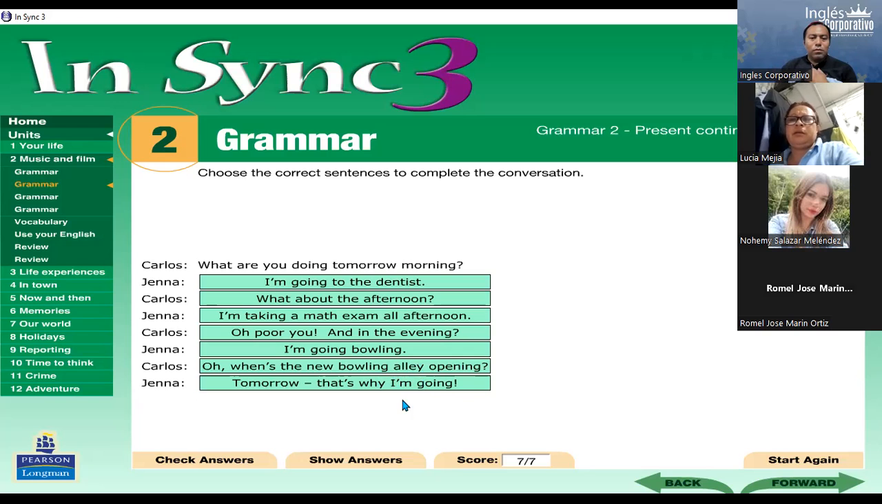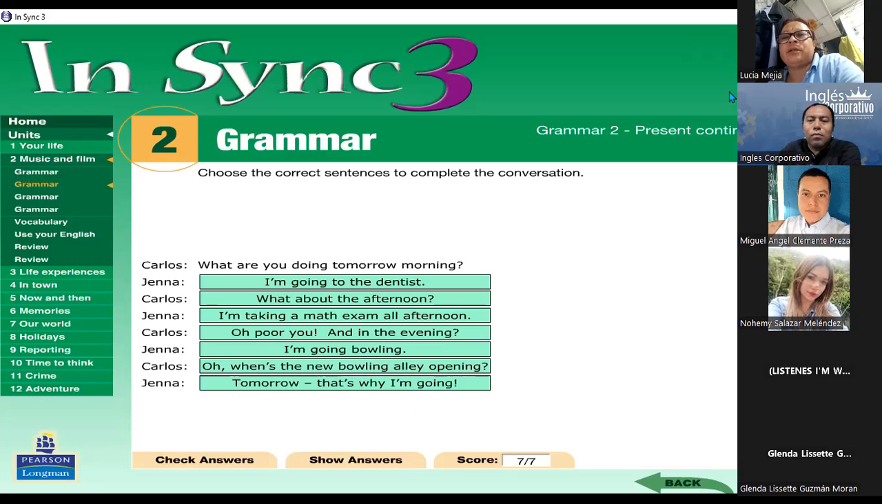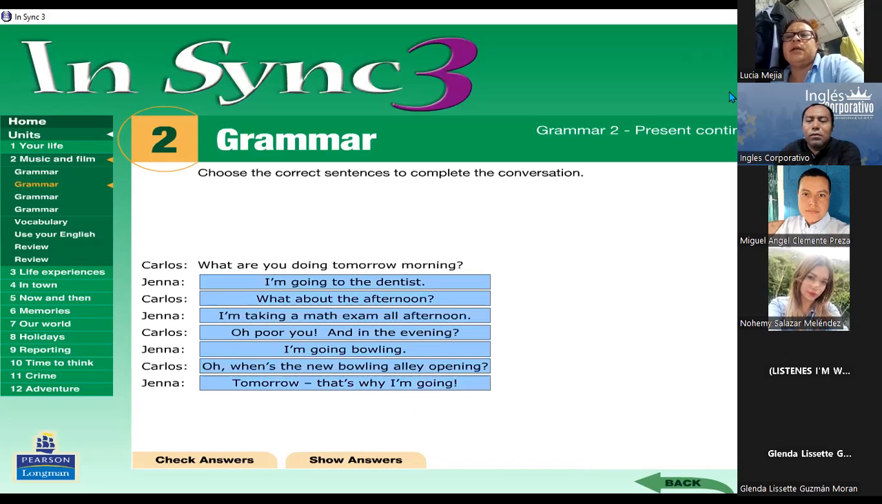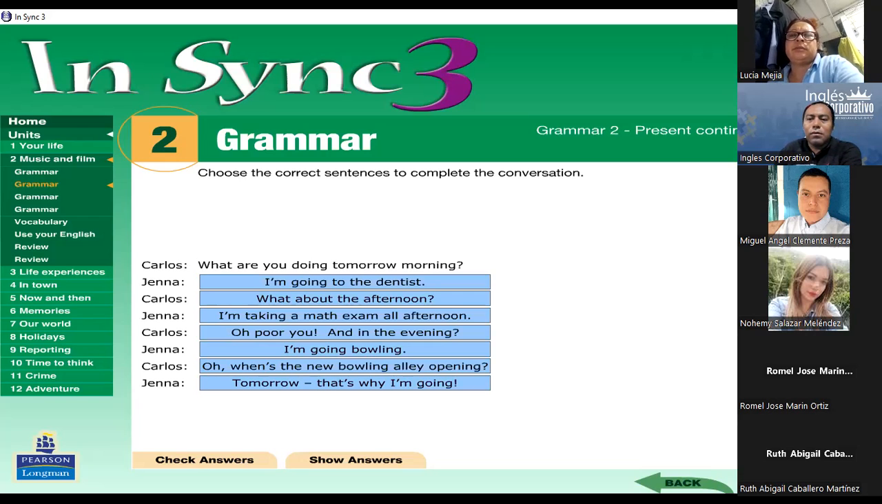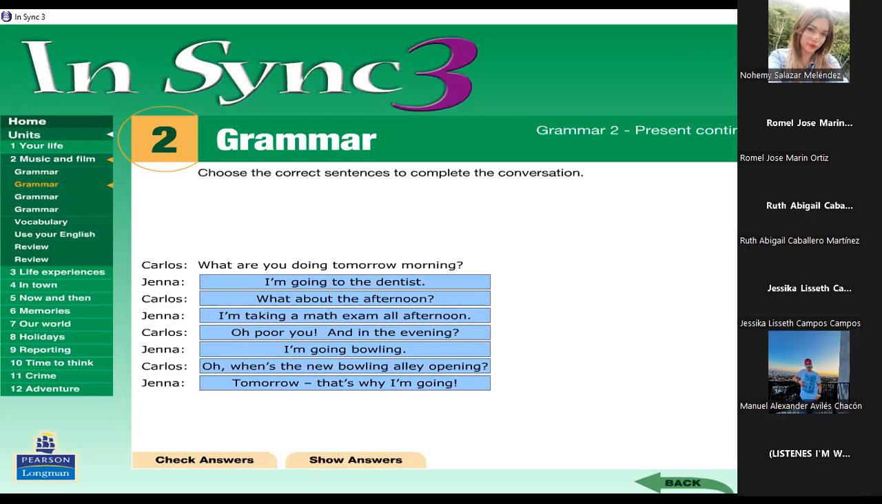Okay. So, with the pronunciation, what about the afternoon? The new bowling alley opening. Bowling alley. Okay. Bowling alley, yes. Okay, do you have more questions about the pronunciation or with the meaning? ¿Tiene más preguntas con el vocabulario? ¿O el significado? ¿O de la pronunciación? Okay, so you're gonna practice the conversation.